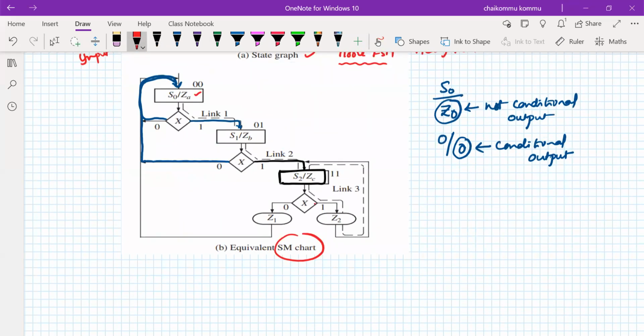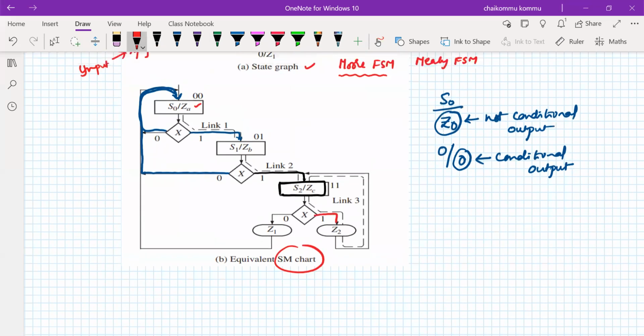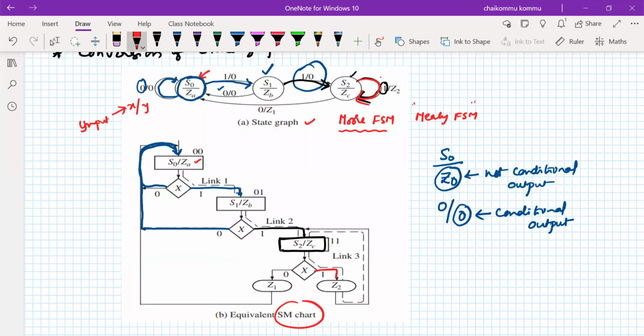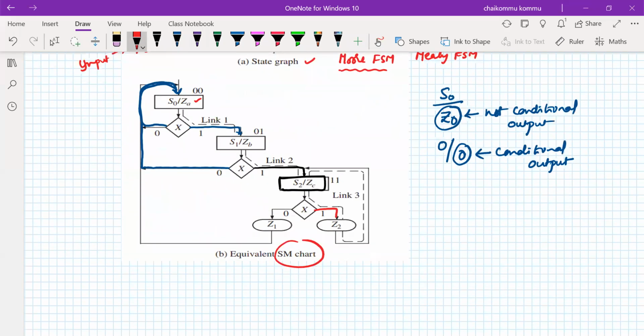If x is equal to 1 with a conditional output, you can observe here, z2 is available. That means the conditional output. With that z, it remains in the same state.